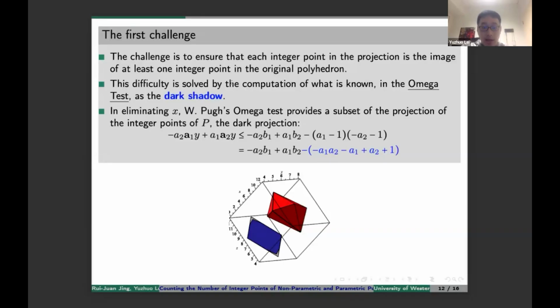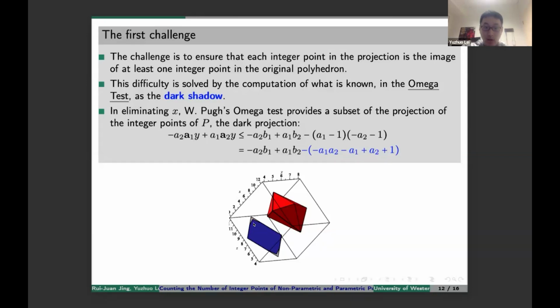The dark shadow ensures that each point in the projection is the image of at least one integer point in the original polyhedron. As you can see here, compared to the real shadow, the dark shadow adds one extra term, highlighted in blue. If we are given the red polyhedral set, the whole area is the real shadow, where the blue region is the dark shadow. However, there are some missing spaces left.